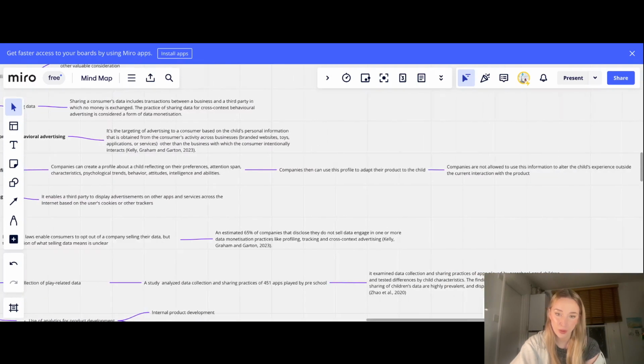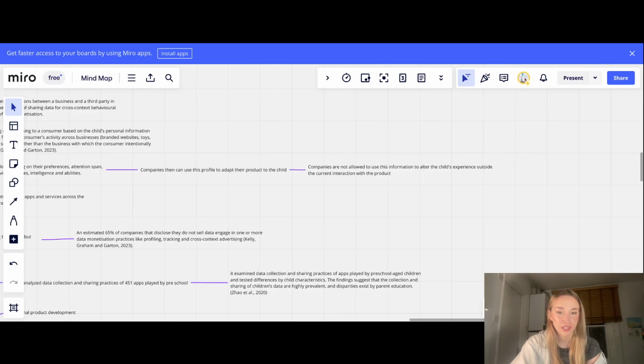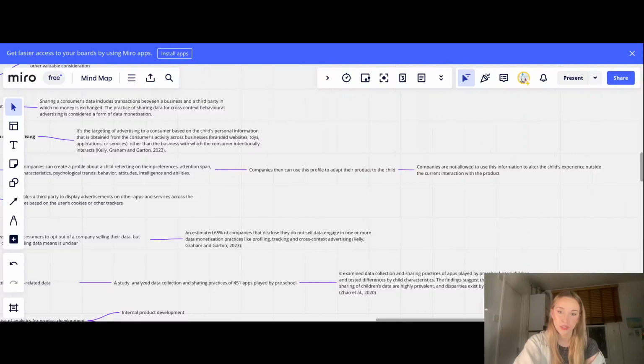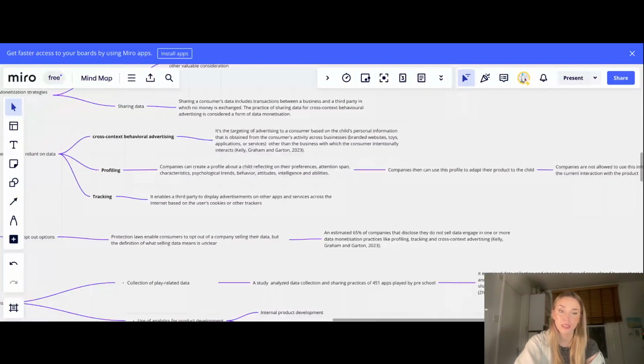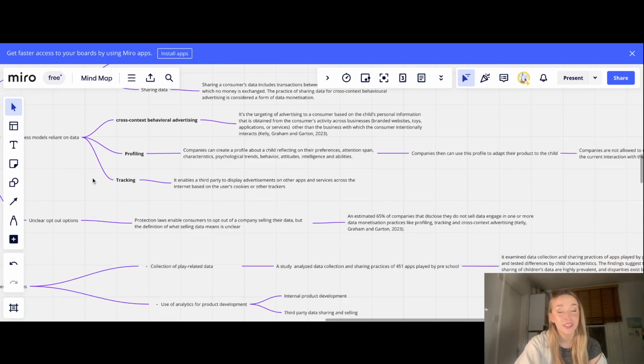Companies can then use that profile to adapt their product to the child, but legally, companies are not allowed to use that information to alter the child's experience outside of the current interaction with the product that they're using. So theoretically, they aren't able to sell that data or share it with third parties. But unfortunately, as we're going to look into later, there are quite a few loopholes. Finally, there's tracking. It enables a third party to display advertisements on other apps and services across the internet based on the user's cookies or other trackers.